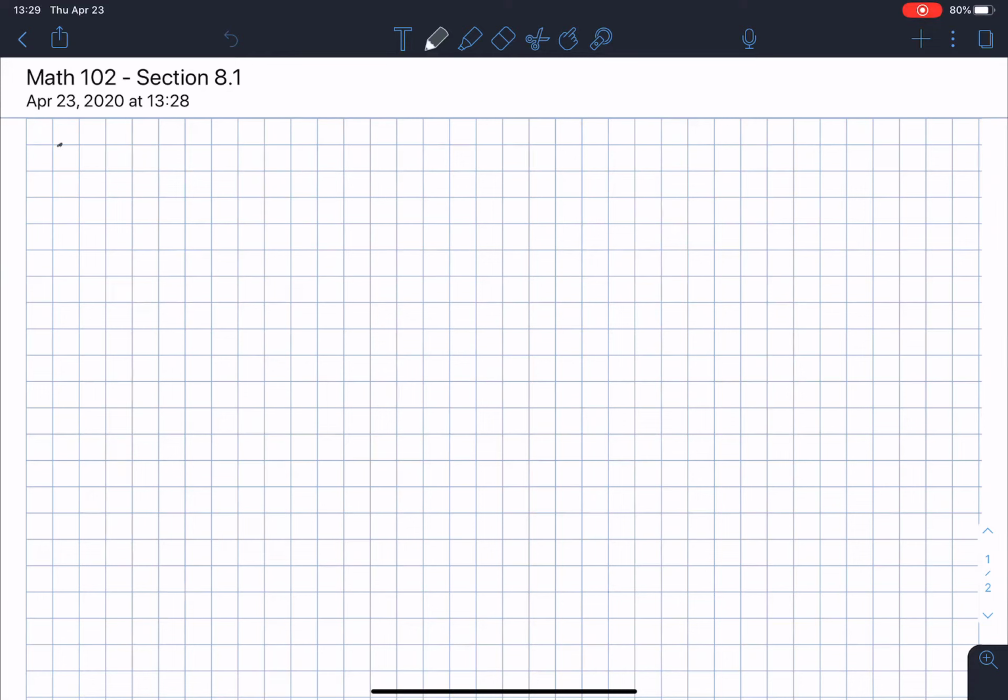Okay, so welcome to section 8.1, which is complex numbers. Okay, so let's recall.